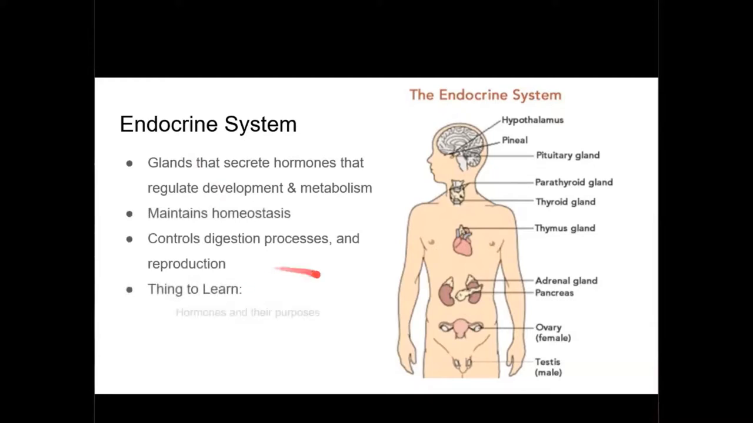Okay, so things to study. You want to know the different hormones and their purposes. You also want to know the different diseases of the endocrine system. So for the endocrine system, usually the diseases that result are when too much of a hormone is produced or too little of a hormone is produced. So for example, diabetes is when insulin is either too much or too little. Okay, moving on.